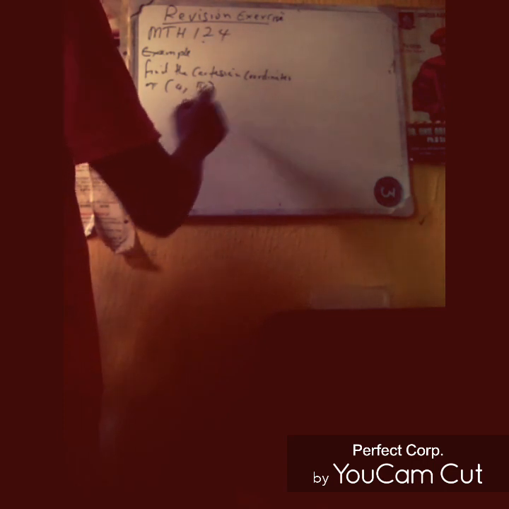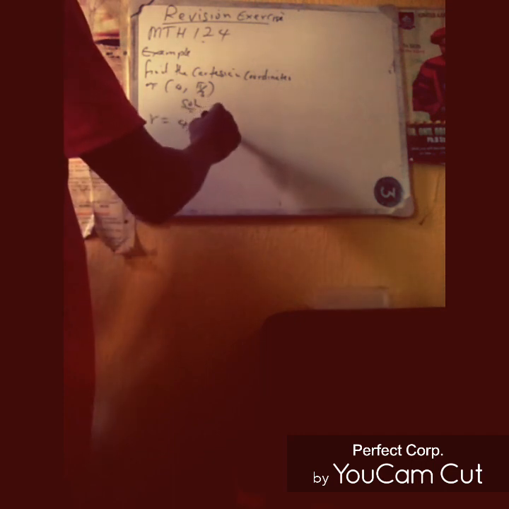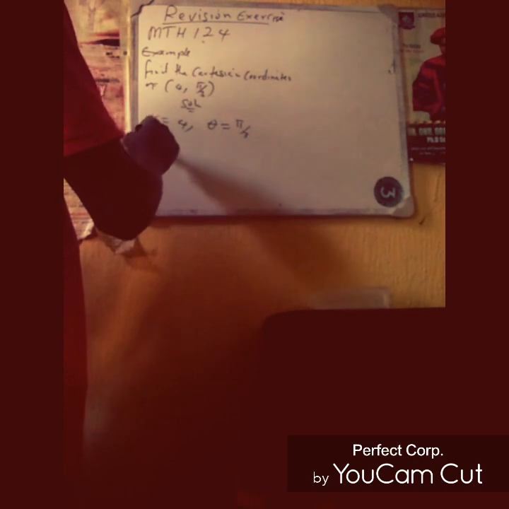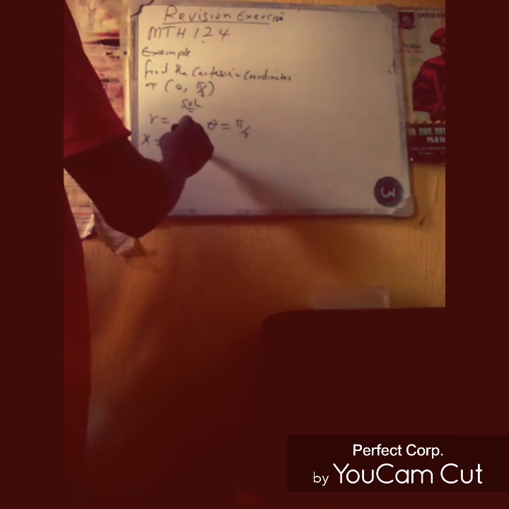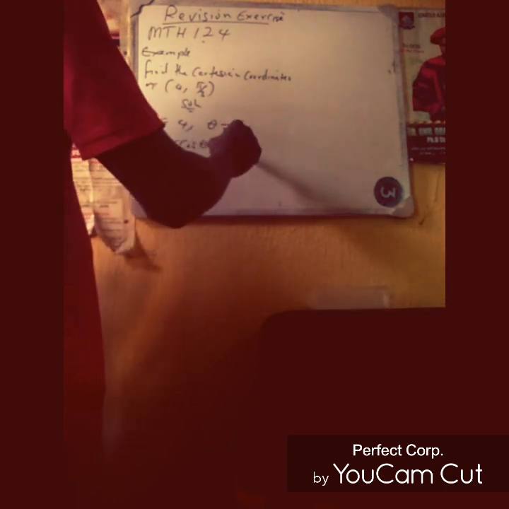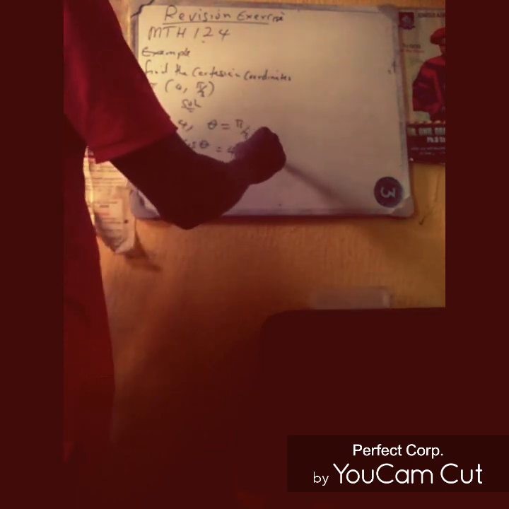In the second example, we have: find the Cartesian coordinates of (4, pi over 3). Solution. Here we have r equal to 4 and theta equal to pi over 3. We have x equal to r cos theta, and that will be equal to 4 cos pi over 3.